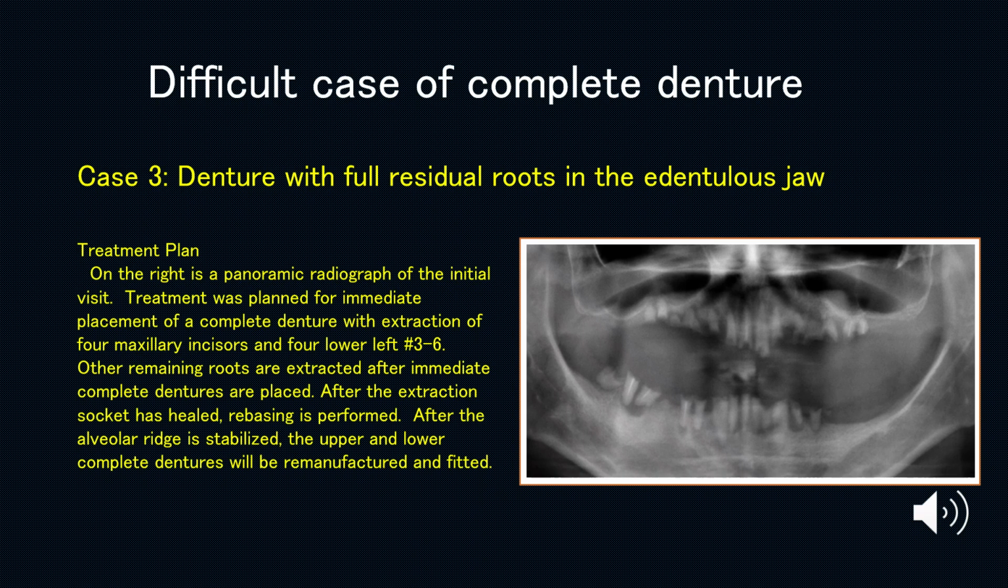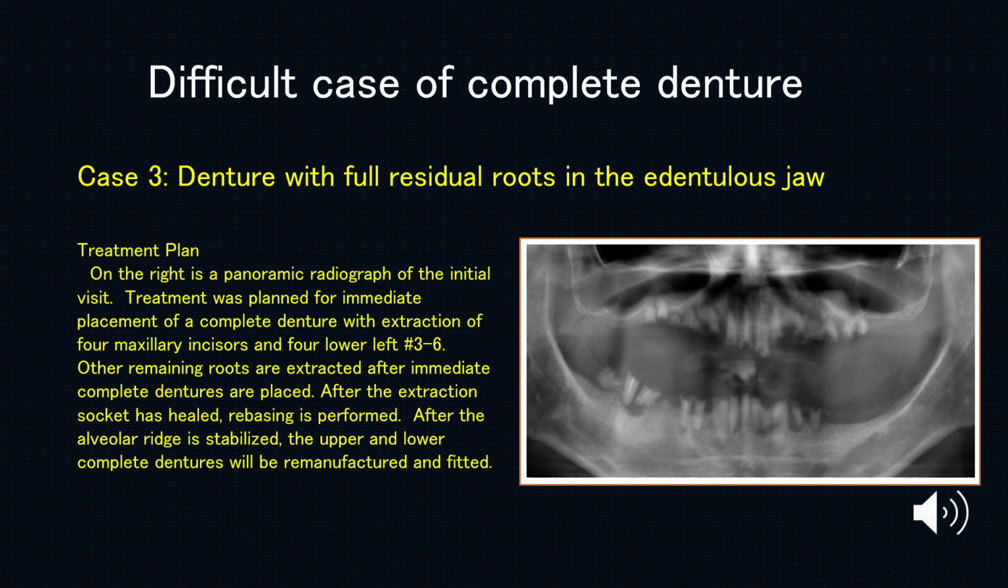Case 3. Denture with full residual roots in the edentulous jaw. Treatment plan. On the right is a panoramic radiograph of the initial visit. Treatment was planned for immediate placement of a complete denture, with extraction of 4 maxillary incisors and 4 lower left #3-6. Other remaining roots are extracted.